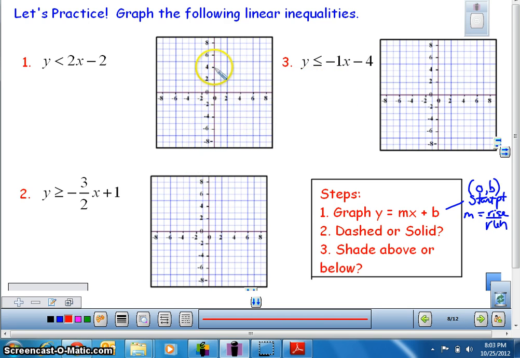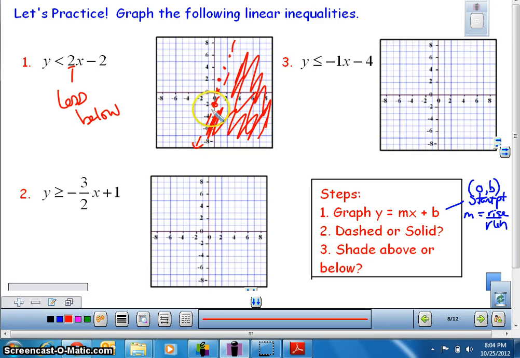As we start number 1, my y-intercept is -2. My slope, remember, can always be written as a fraction, 2 over 1. So if I continue with my slope, it should be a dashed line because it is not an equal. And we read this as y is less. Less is below the line. So what do you mean below? Anytime we're looking at below the line.